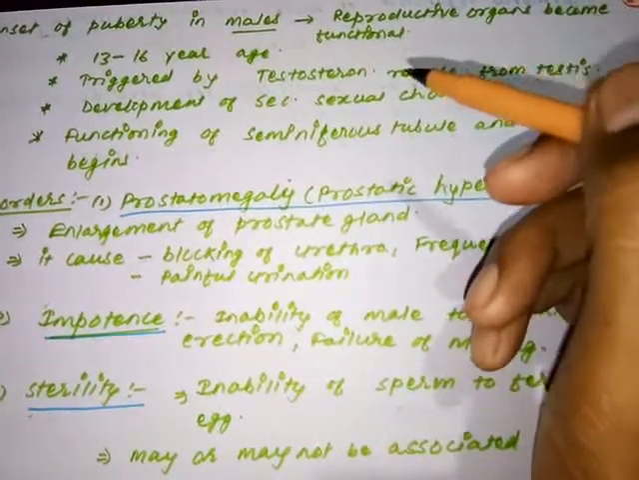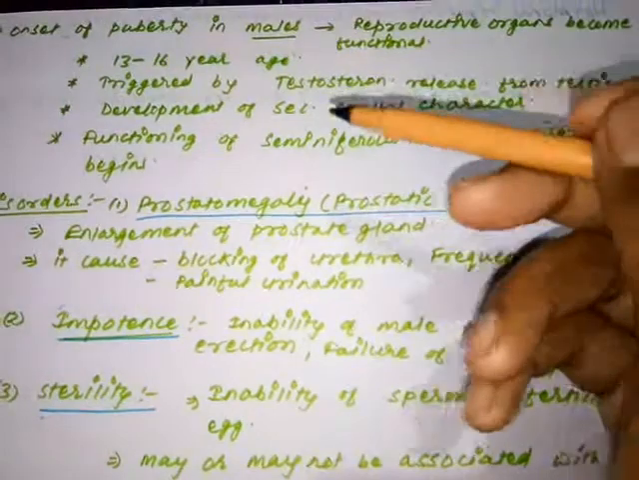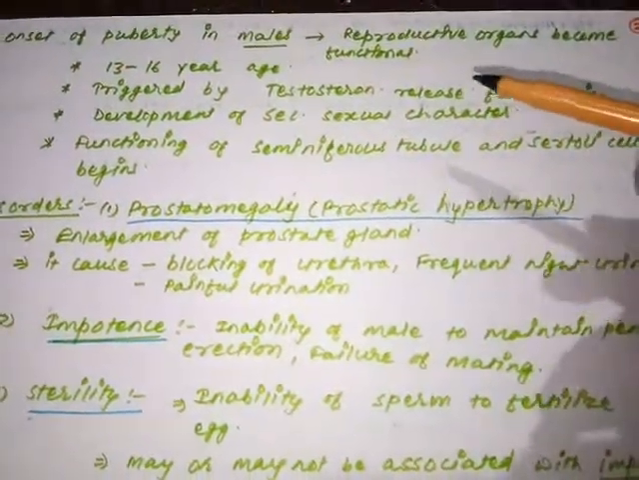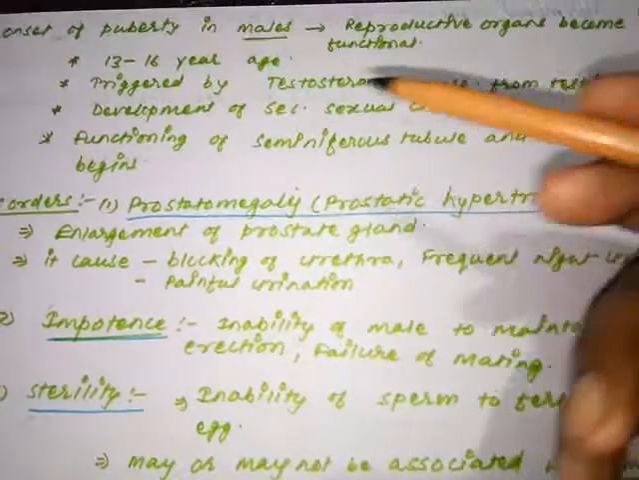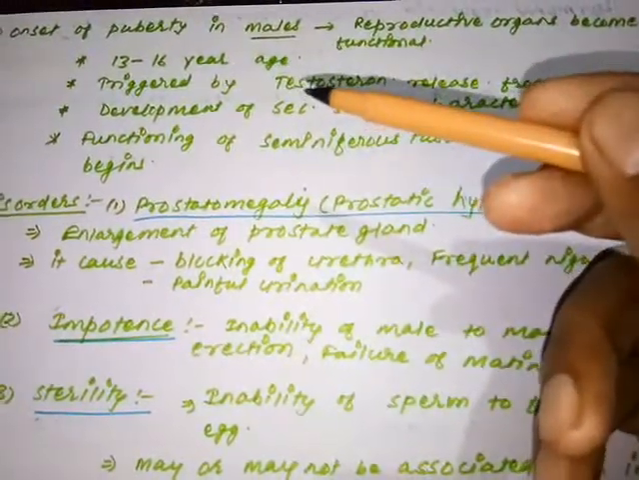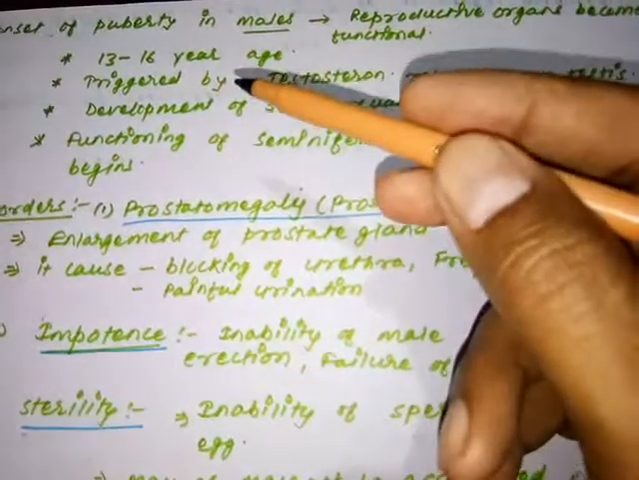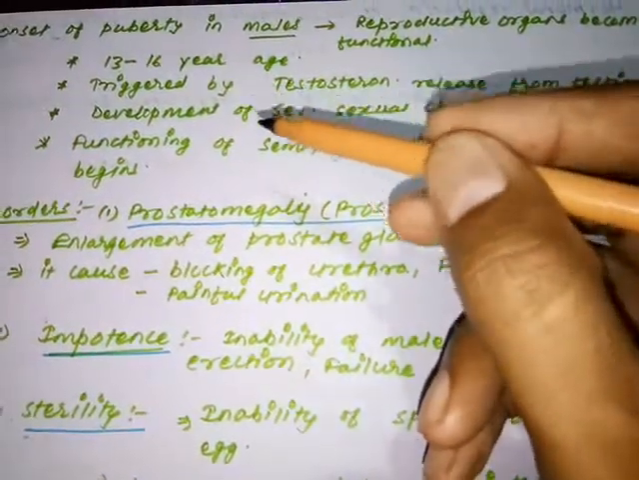Start functioning means they are starting their spermatogenesis. So what is puberty? Puberty means the state when the reproductive organs become functional, or they are getting functional. This occurs when human males reach puberty at the age of 13 to 16 years.